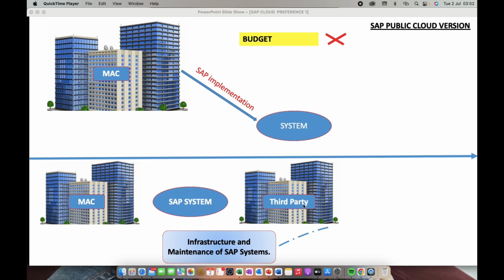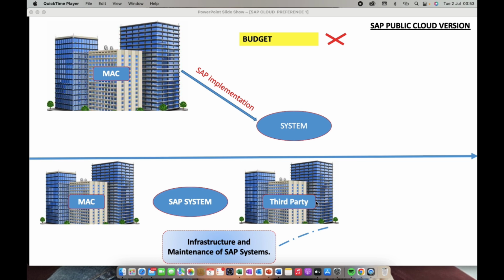So what the third party does is that the particular software is going to be running on the server of that third party, all right? So we have another company that has a server, and the SAP system that I want to get will be running on their own server. So since the SAP system is going to be running on their server, it means that I can now have access to my SAP over the internet.